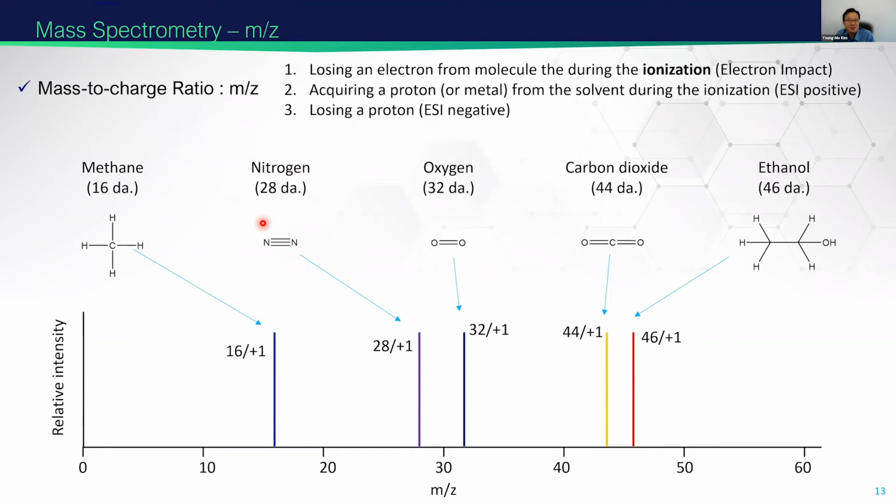If we make a gas mixture of methane, nitrogen, oxygen, carbon dioxide, and ethanol, and inject it into the mass spectrometer without separation, we will see these peaks. The methane peak shows at 16, nitrogen at 28, oxygen at 32, carbon dioxide at 44, and ethanol at 46. So we can accurately measure the molecular weight of the target compound. The x-axis is the m/z values, and we detect their molecular weight accurately.